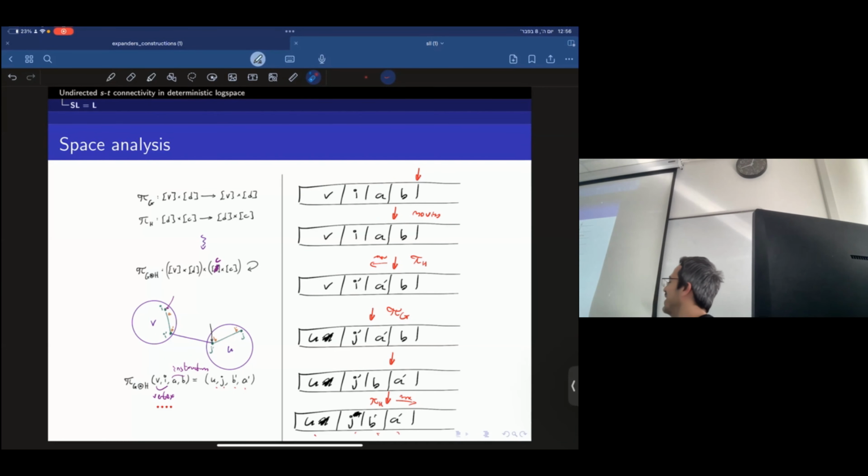So in the next lecture, we'll talk about small bias sets. We start a new topic: pseudo generators and small bias sets.